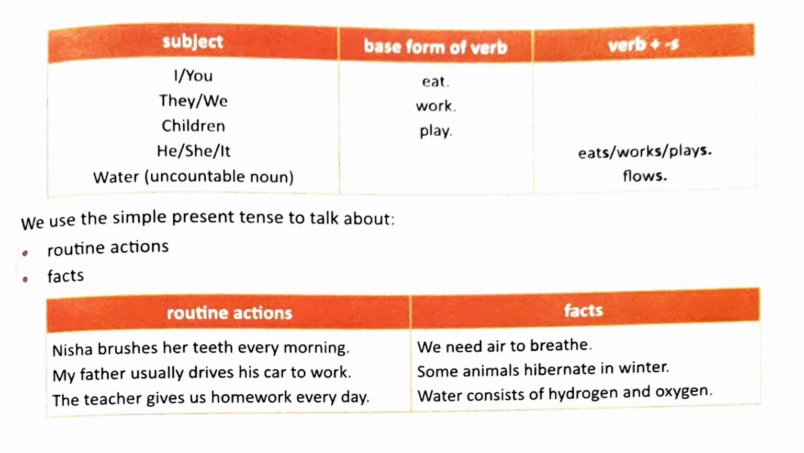Now, as you all know, we use the simple present tense to talk about routine actions and facts. Look at the examples given here. The first one is an example of routine action, that is, Nisha brushes her teeth every morning. Second example says, my father usually drives his car to work. The third one says, the teacher gives us homework every day. So all these are examples of routine actions.